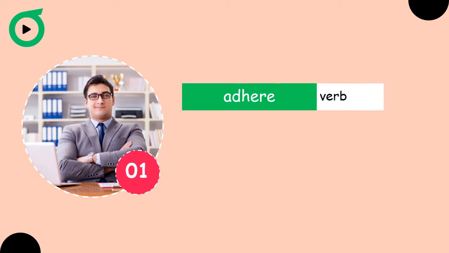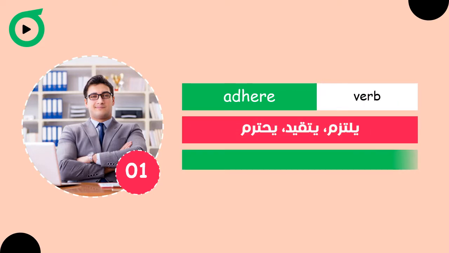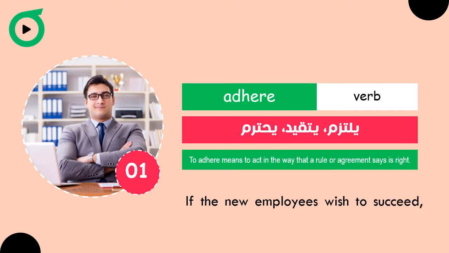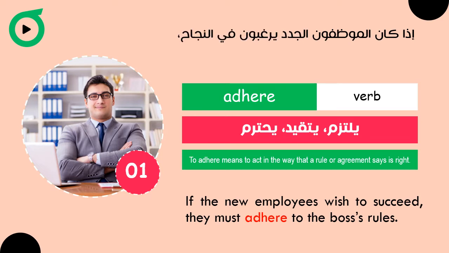Adhere. To adhere means to act in the way that a rule or agreement says is right. If the new employees wish to succeed, they must adhere to the boss's rules.